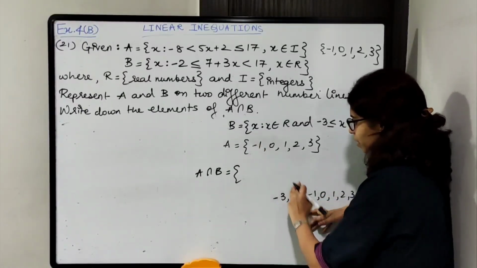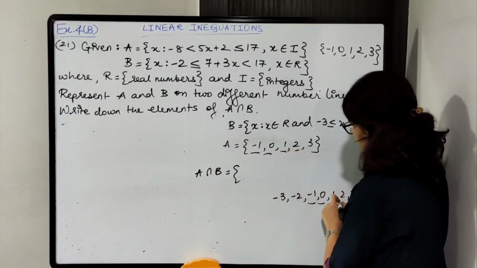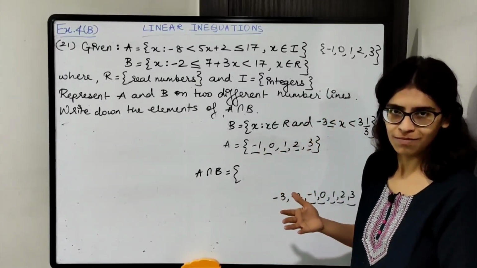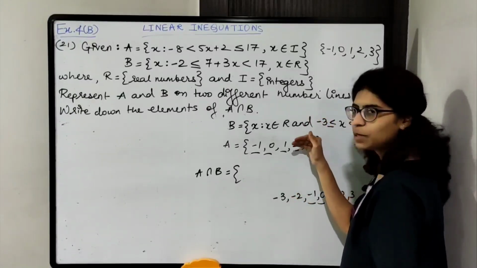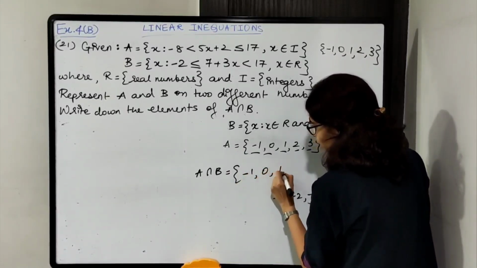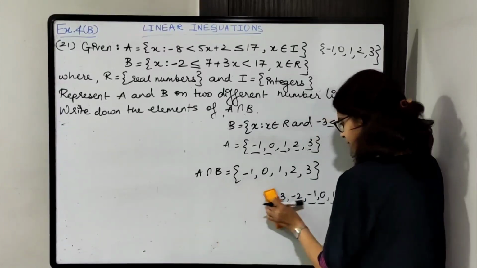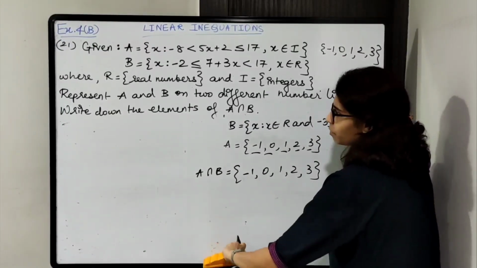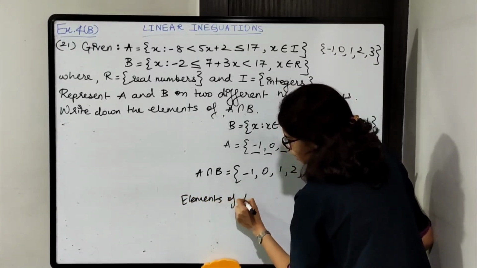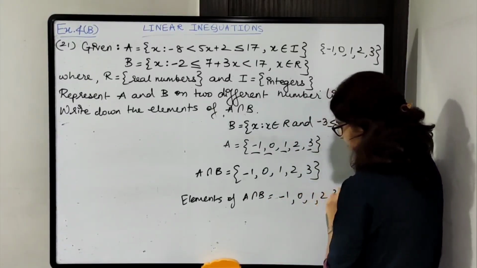So A and B में common क्या है? -1, 0, 1, 2, 3. That is entire set of A is common. Okay. So A and B में entire set is common. This set A is common. So -1, 0, 1, 2, 3. Okay. So you can just write down the elements of A intersection B. -1, 0, 1, 2, 3. Okay.